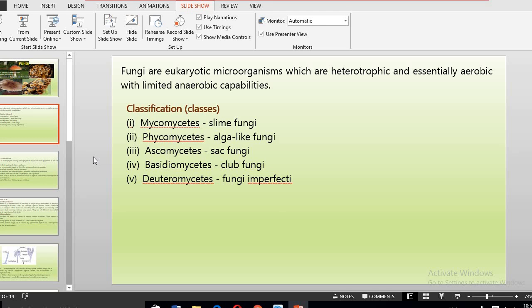So now, when you classify fungi into classes, the 5 broad classes that you'll find almost all classification systems referring to are: number 1, the Mycomycetes. These are the slime fungi. We have the Phycomycetes. These are the alga-like fungi. We have the Ascomycetes, which are the sac fungi. We have Basidiomycetes, which are the club fungi. And we have the Deuteromycetes, which are the fungi imperfecti. The Deuteromycetes are referred to as the fungi imperfecti because in their life cycle they do not exhibit any sexual phase.